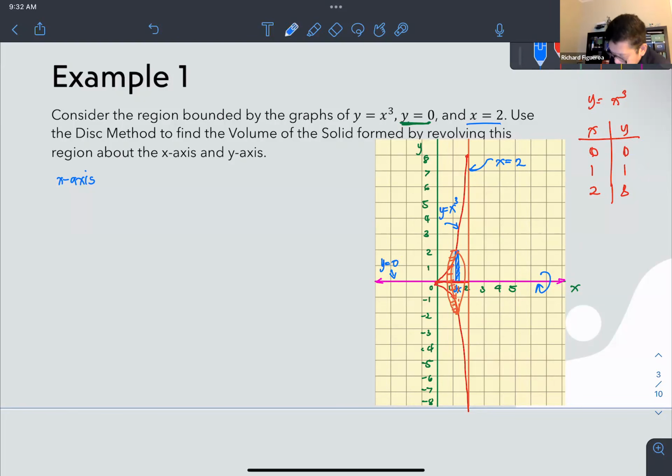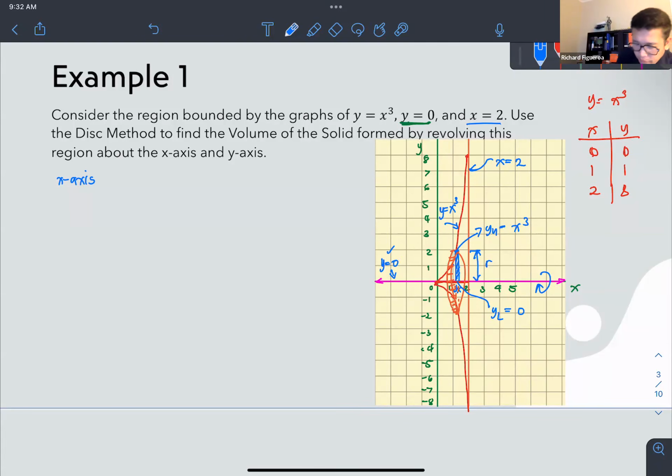Then I'll have the radius. The radius, of course, would represent the strip. So remember, that would be y upper minus y lower. So ito yung y upper natin, and this one will serve as our y lower. The upper portion of the strip touches y is equal to x cubed. So y upper is x cubed. Y lower touches the x-axis, which is y is equal to 0. So y lower is equal to 0.